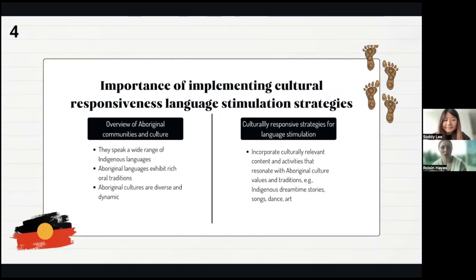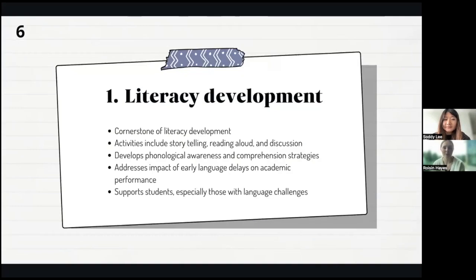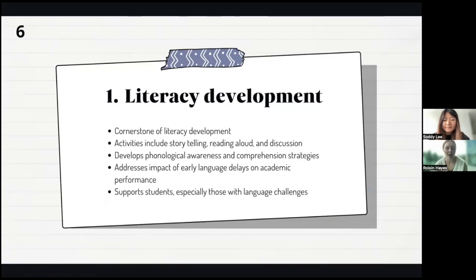So let's discuss the importance of language stimulation for students. Beginning with literacy development. Language stimulation supports literacy development. By engaging children through activities like storytelling, reading aloud, and thoughtful discussions, we can enrich their linguistic experiences. This exposure helps develop essential skills like letter sound awareness and comprehension strategies, which are foundational to reading and writing. Research has consistently shown that delays in early development can significantly impact literacy and academic performance. So, by integrating language stimulation strategies, we support all students to reach their full potential.